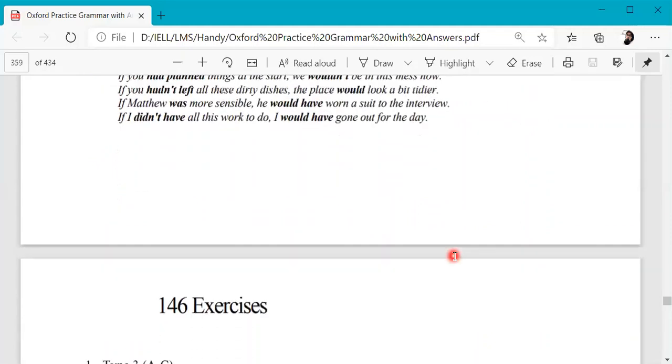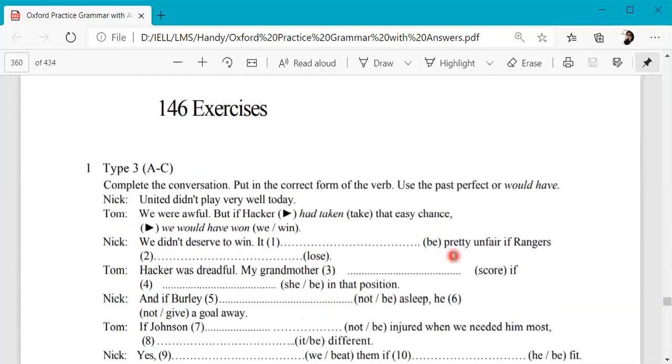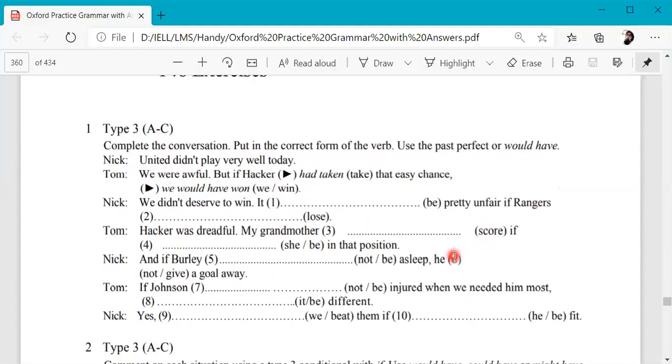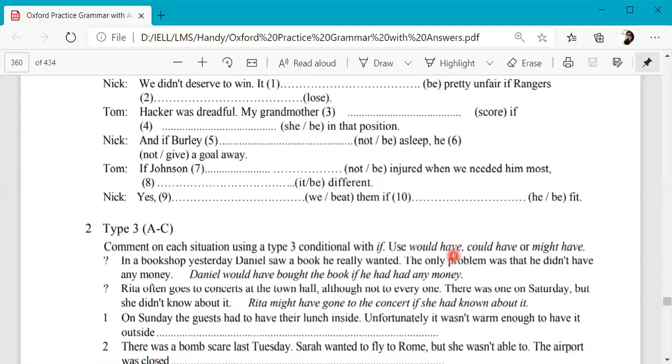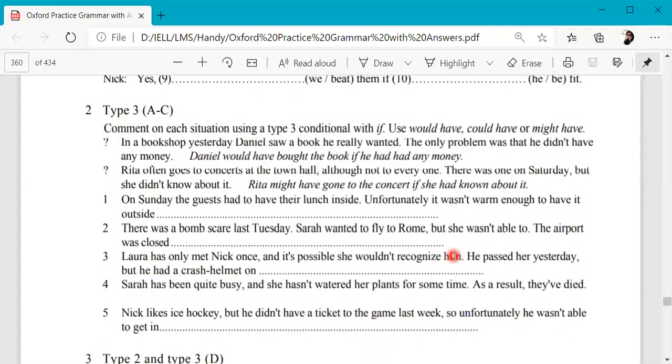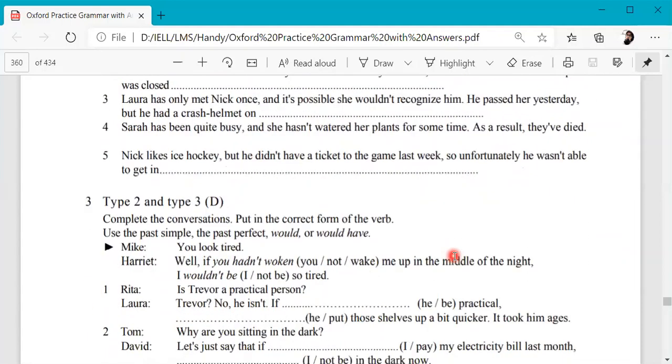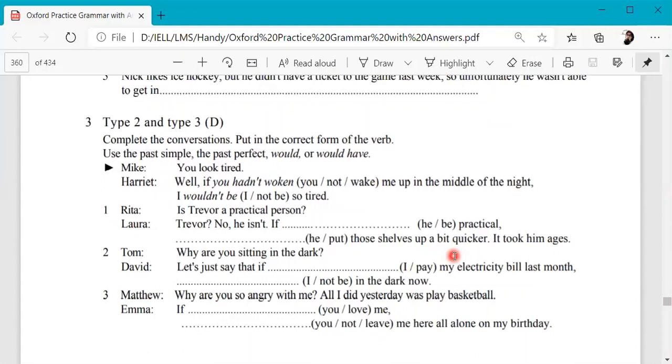I'll answer you. Now we have certain exercises for type 3 conditionals. I want you to complete these exercises and then you can type your answers in the chat section or comment section, or we can discuss those in the class. If you have any questions or a particular sentence that you cannot understand, you can type it and I'll try to answer you as soon as I can. Okay, so type 2 and type 3. This is another exercise that you have to complete.